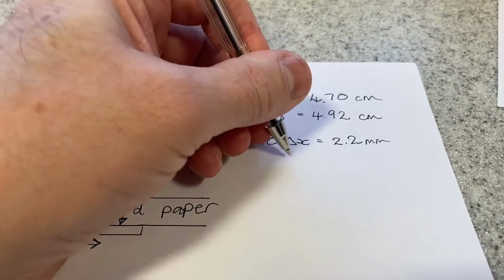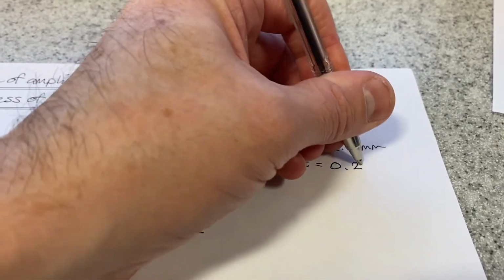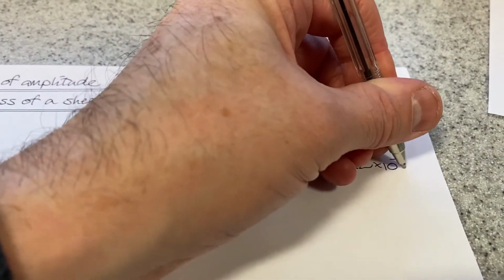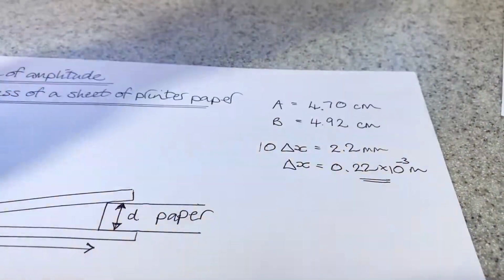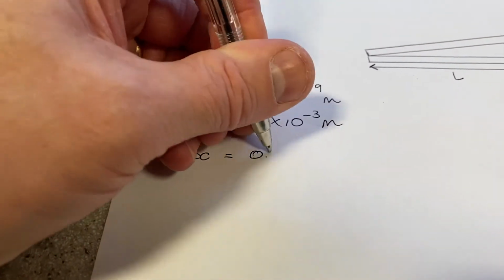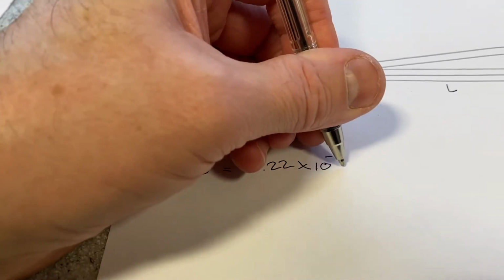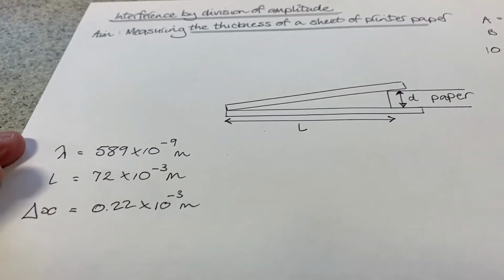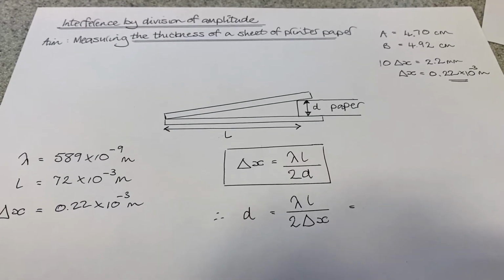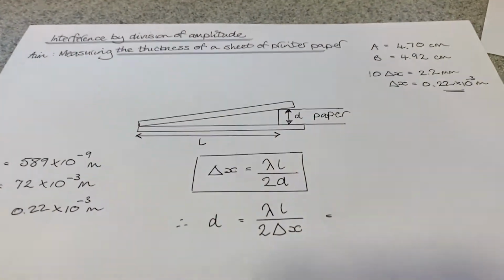So therefore delta x must be equal to 0.22 times 10 to the minus 3 meters. And we can put that onto our list of data. So 0.22 times 10 to the minus 3, and then we're ready to pop them into the relationship that's on your relationship sheet. Okay, that's the relationship. It's on your relationship sheet for the air wedge.